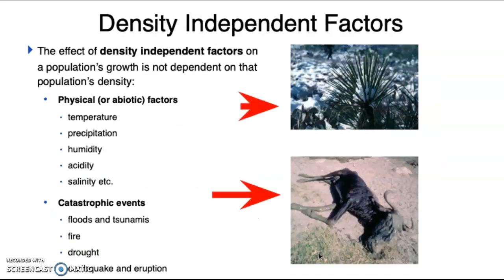Density independent factors are going to impact the population no matter what the density is. So if the temperature or the precipitation, if any of these abiotic factors start to change, if it goes outside of that species range of tolerance, it's going to impact all of the organisms. Other examples would be catastrophic events. If there's a flood, all of the organisms would be impacted. It wouldn't matter if there were fewer organisms. They would all still be impacted by whatever the catastrophic event might be.